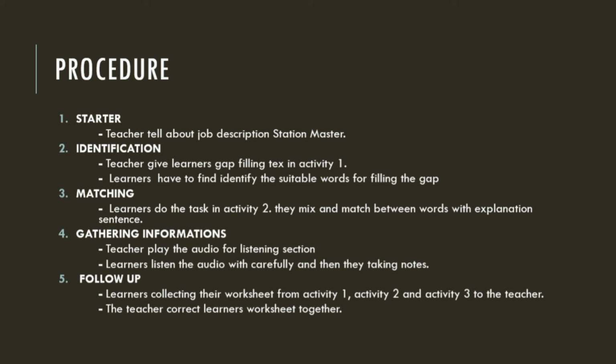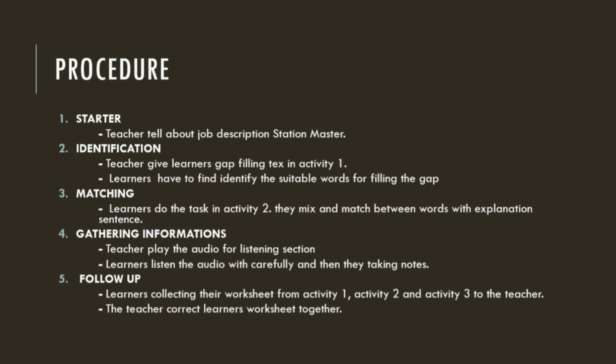And the next is identification. In identification, the teacher gives learners a gap filling text in activity 1, like I said before, and then learners have to identify the suitable word for filling the gap. And in matching, learners do the task in activity 2, where they mix and match a word with an explanation sentence.